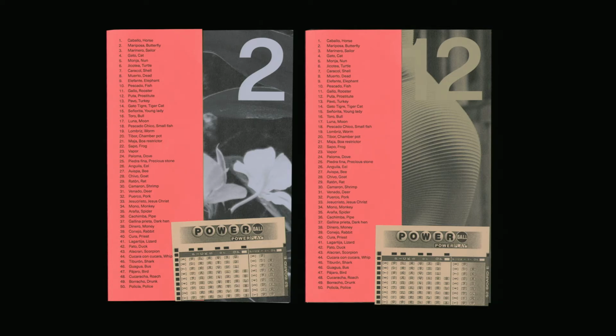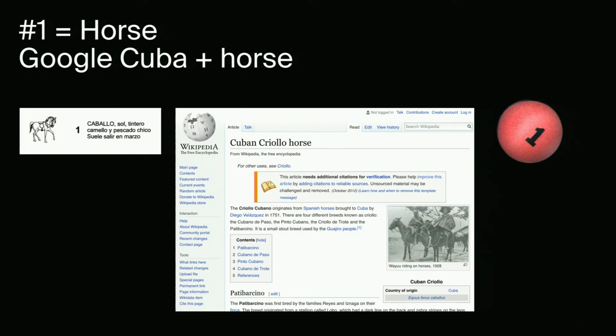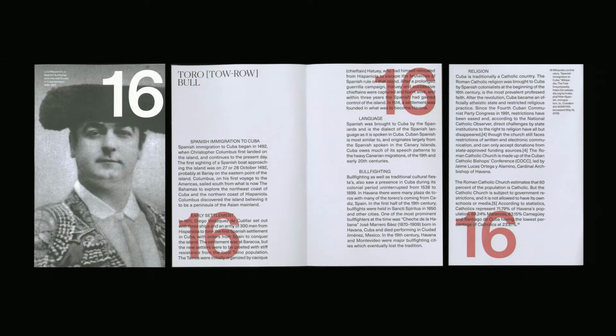I was fascinated by this history, so I decided that I wanted to conduct more research by using the numbers and the words of La Charada as a guide. So, since number one means horse, I Googled Cuban horse and found this Wikipedia page. I then used that information to create a signature for a book, so like a page of a book. This one is for the number 16, and it is about how the Spanish brought bullfighting to Cuba in 1538.